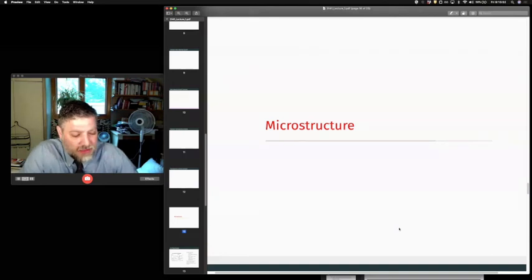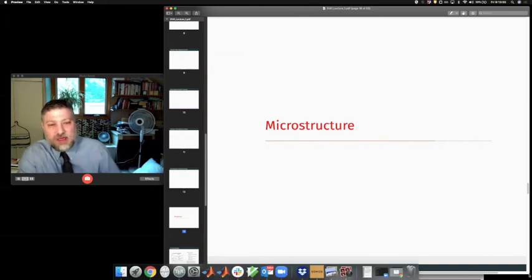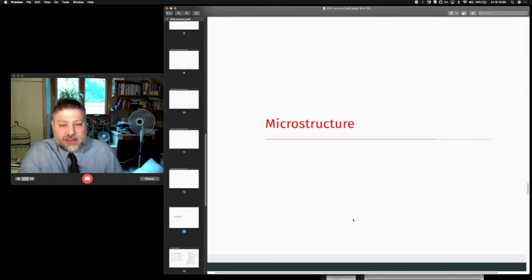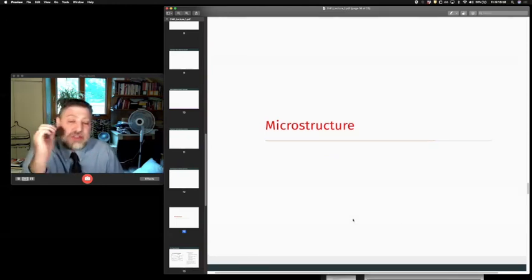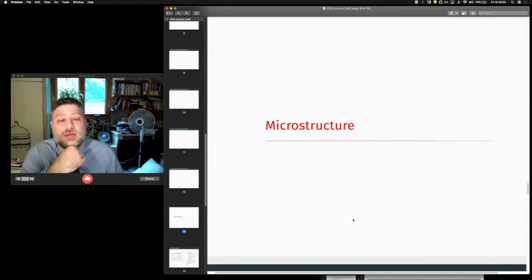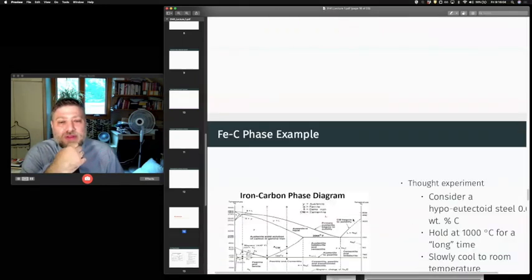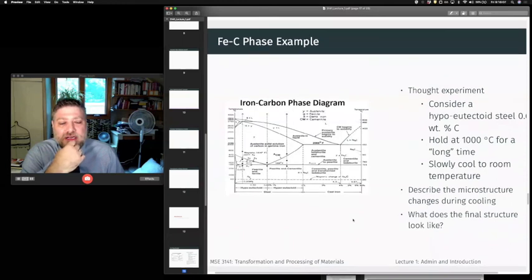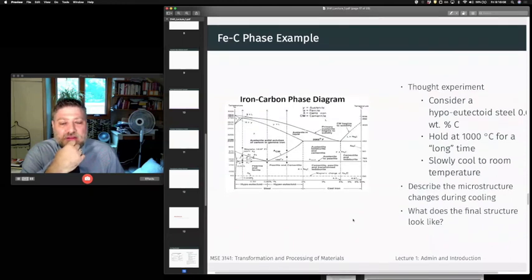And, you know, some of the differences between thermo and kinetics. Today, I want to spend just a little bit of time on microstructure and then hop over to a review of thermodynamics. So I'm going to start with looking at the iron-carbon phase diagram, because this is something that most people are familiar with, right? It's pretty complicated, but not too bad, right?